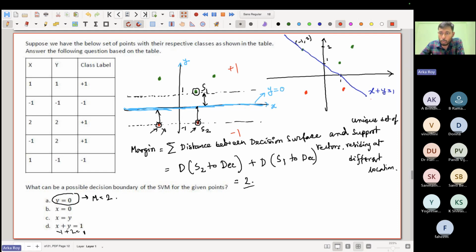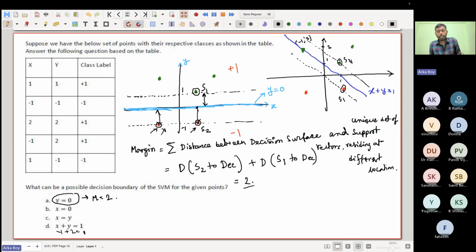So if I choose the decision boundary to be x plus y equal to 1, just by observing this sample, you can see that out of 5 samples, already you are not able to classify this particular sample because this is lying on the decision boundary. And what are the support vectors? This is the first support vector, let's say S1, and this is the second support vector, that is S2.